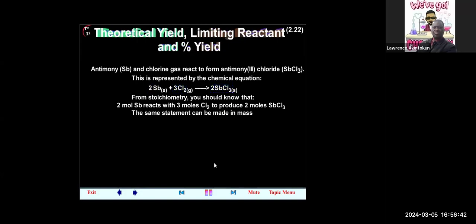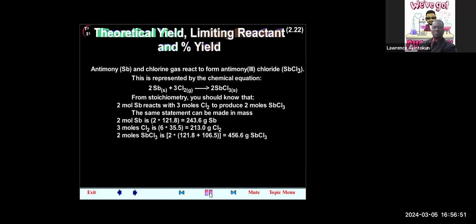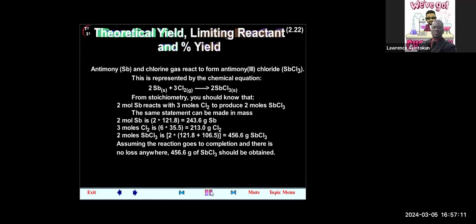The same statement can be made in mass. Remember that you can get your mass from your periodic table. The mass of antimony Sb is 121.8, and because you have 2 moles of that, multiply it by 2. That's what they did here. Assuming the reaction goes to completion, and there is no loss anywhere, 456.6 grams of SbCl3 should be obtained. This is called the theoretical yield.